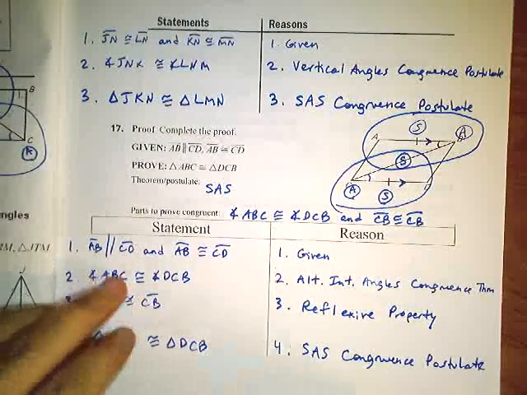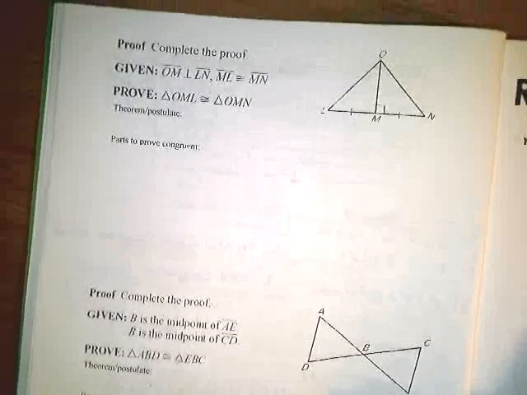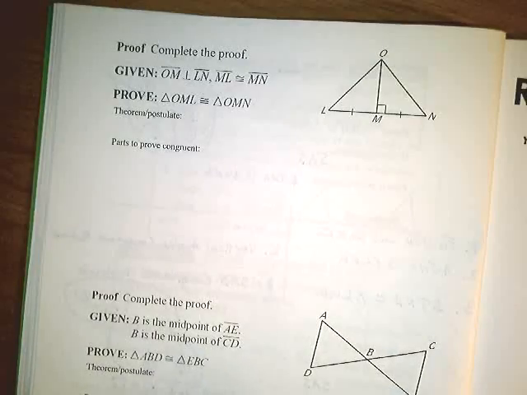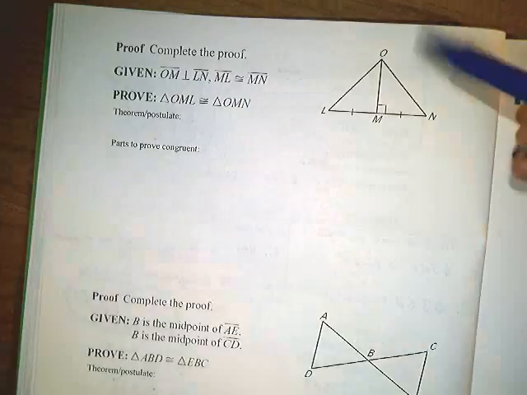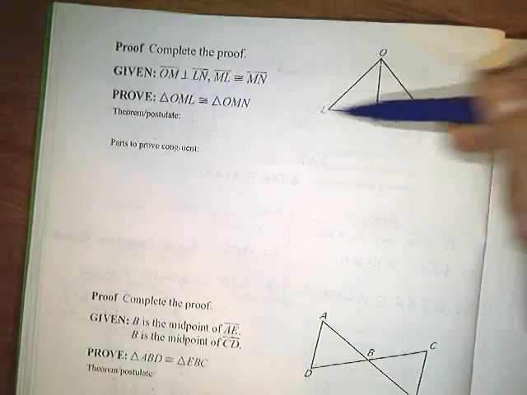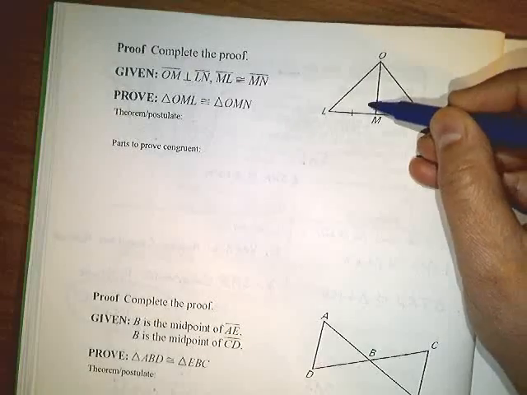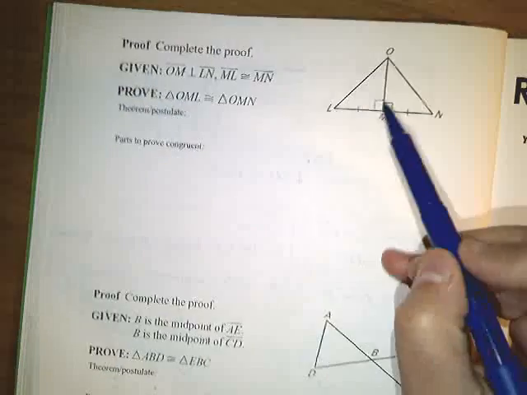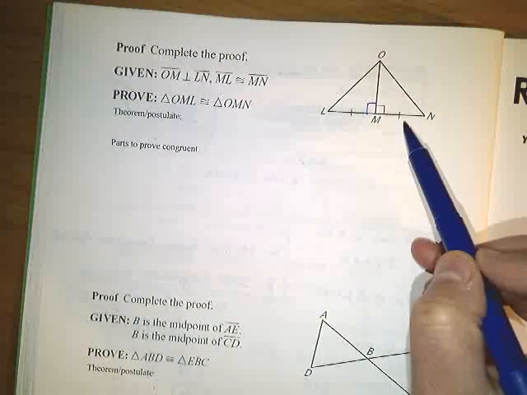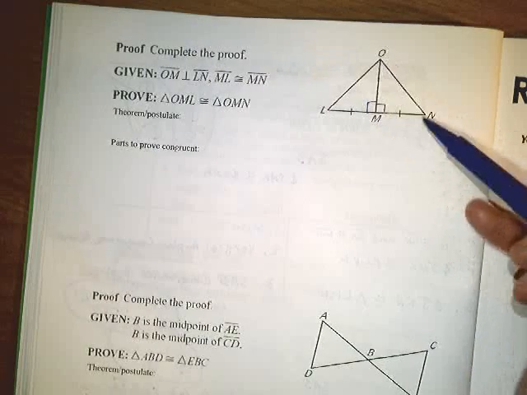Oops. All right, next page. All right, these are the last two examples. Complete the proof. OM is perpendicular to LN, which means that it comes together at a 90-degree angle. And that would be true on both sides. And ML is congruent to MN, and that's been marked as such. So how do I prove that triangle OML is congruent to triangle OMN?